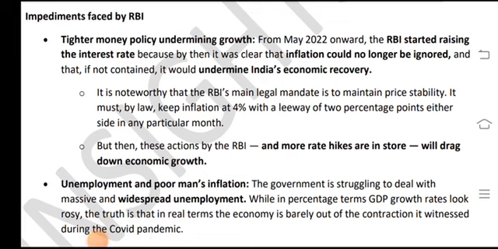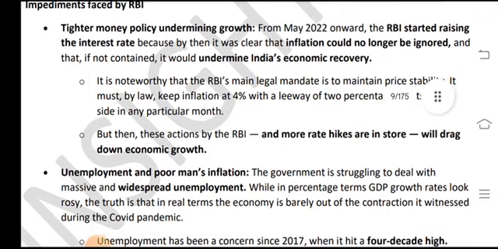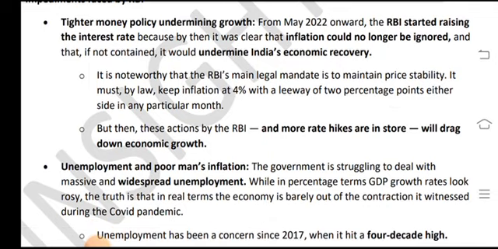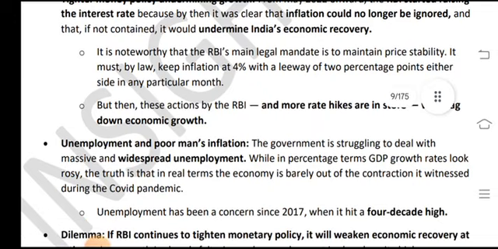From May 2022 onwards the RBI started raising the interest rate, because it was clear that inflation could no longer be ignored, and if not contained it would undermine India's economic recovery. It is noteworthy that the RBI's legal mandate is to maintain price stability: by law it must keep inflation at 4% with a leeway of 2 percentage points on either side in any particular month.